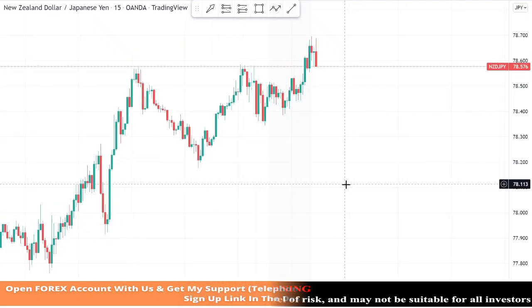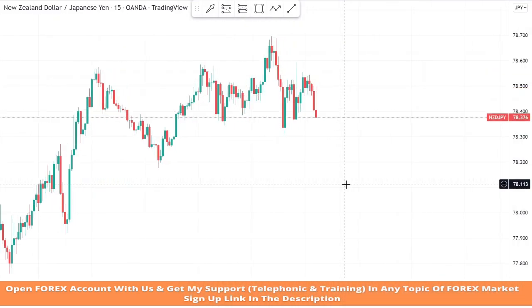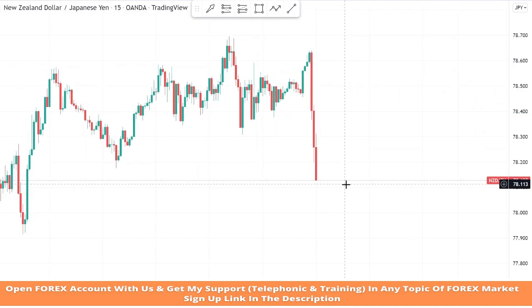Today we are going to trade on the NZDJPY asset in the 15 minute time frame with the help of a 15 minute scalping trading strategy.